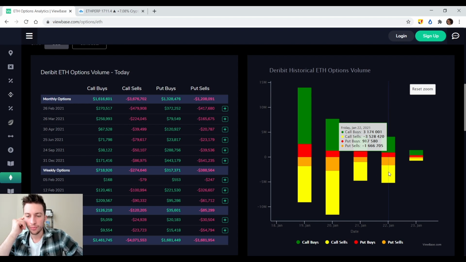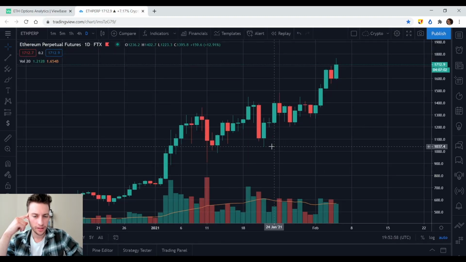Look at that. More calls have been sold on the 22nd than calls were bought, but also more puts were sold. So a lot of people here were actually betting on low volatility for Ethereum. Because look at that. It's not a large number, and I know they're multi-leg plays, but a lot of people here were selling options, betting that the market wouldn't be that volatile on the 22nd. And boy, were they wrong. I think plus 11% in one day is definitely volatile.